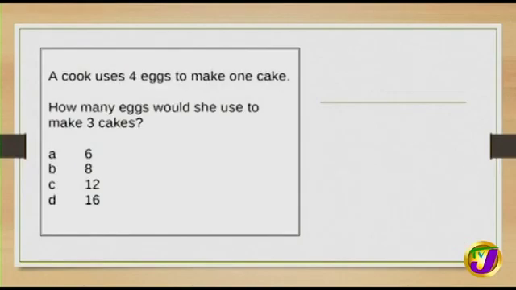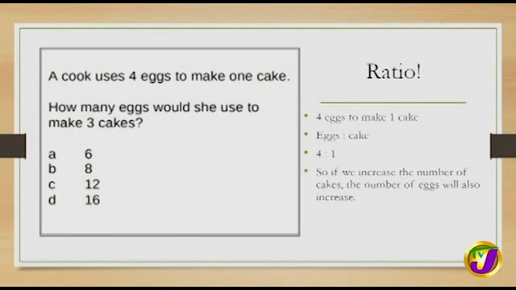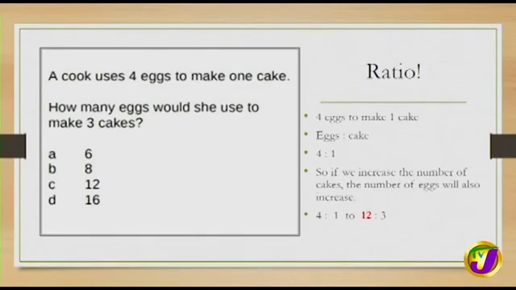A cook uses 4 eggs to make 1 cake. How many eggs would she use to make 3 cakes? All right, so we're still at ratio. 4 eggs to make a cake. Let's write that. It's an eggs to cake ratio, and that's 4 to 1. If we increase the number of cakes, the number of eggs will also increase. We have 3 cakes, so we multiplied 1 by 3 to get 3 cakes. We must also multiply 4 by 3, which gives us 12 eggs. So 12 eggs will be needed to make 3 cakes.